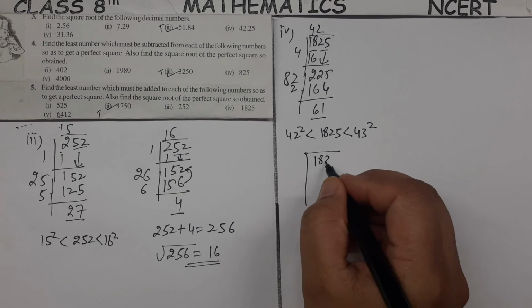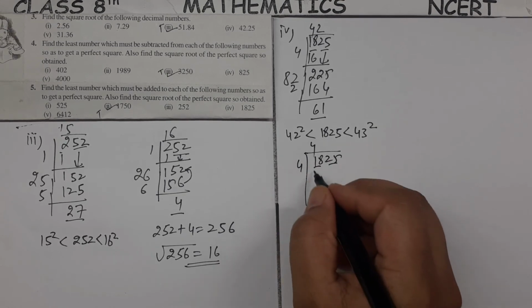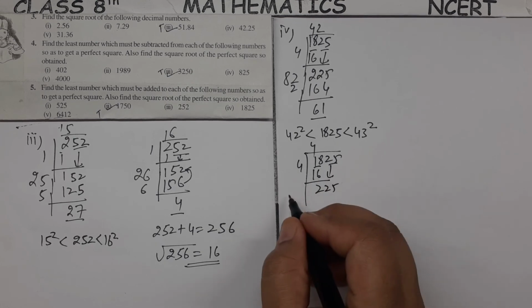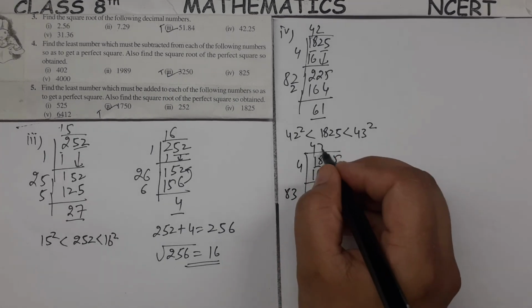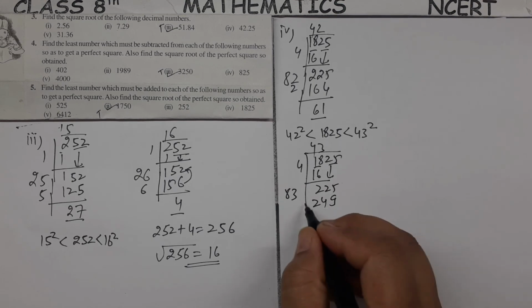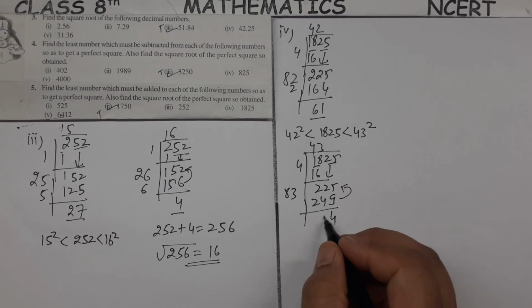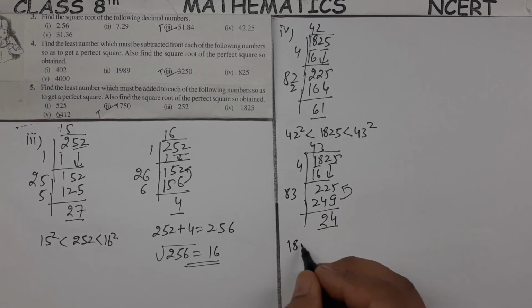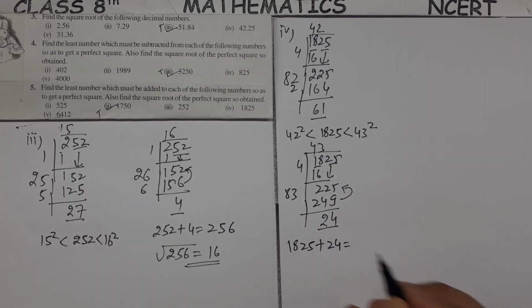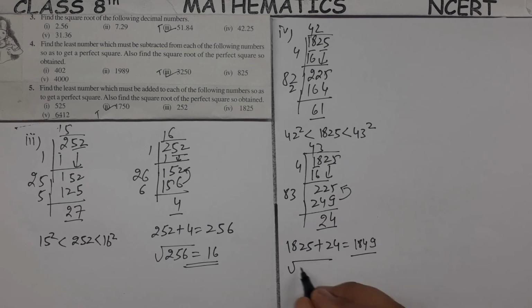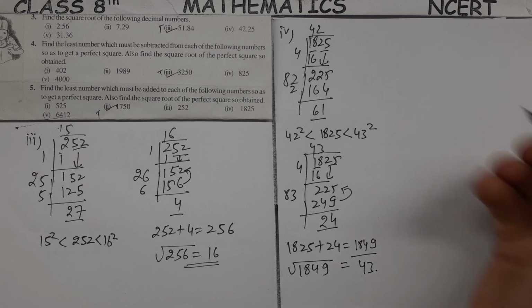Again, pair. Double of 4 is 8, 3, 3 3s are 9. 3 8s are 24. Subtract. 24 should be added. It makes 1849 and the square root of this number is 43.